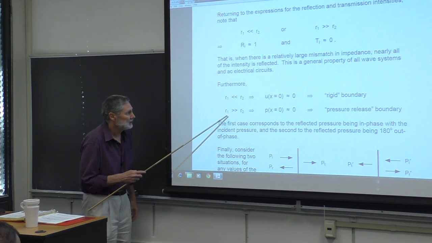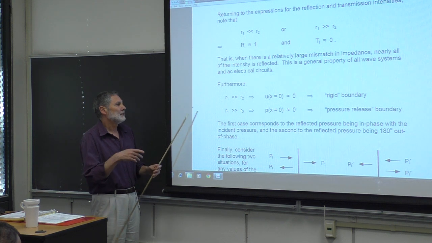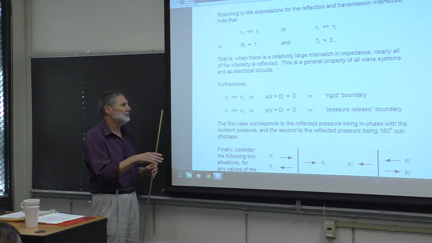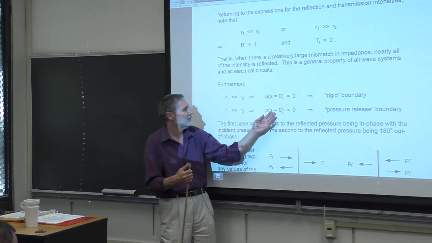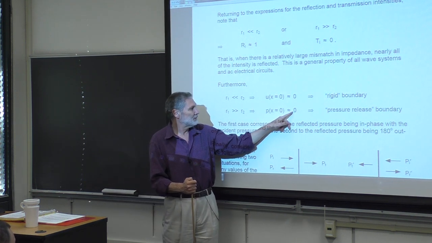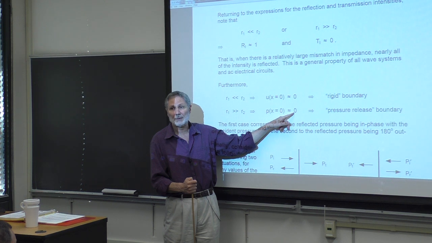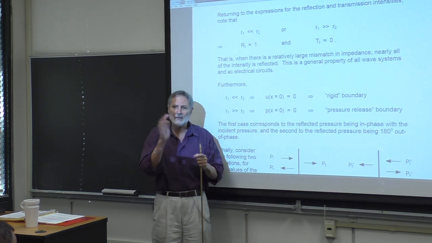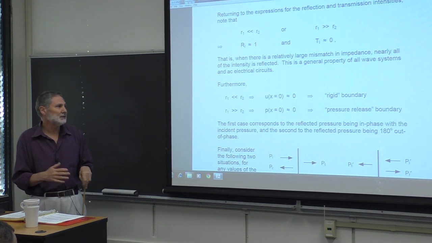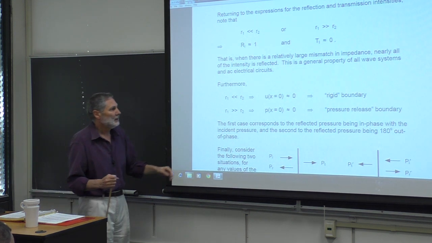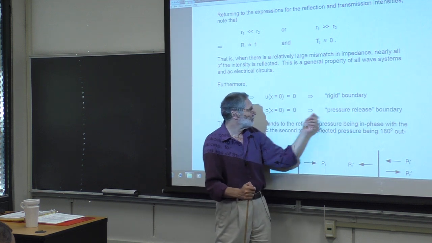The other special case, when the transmitted medium has much less specific impedance, it's like there's nothing there. The acoustic pressure is zero at the boundary. So the wave is pushing against a medium, but the medium has such low impedance that it's like it's not there at all. And we call that pressure release, where the pressure is zero.